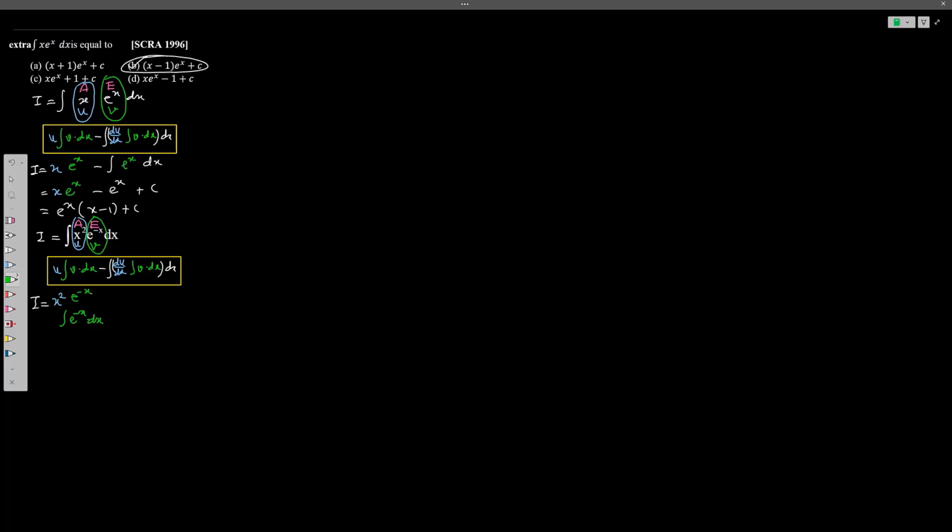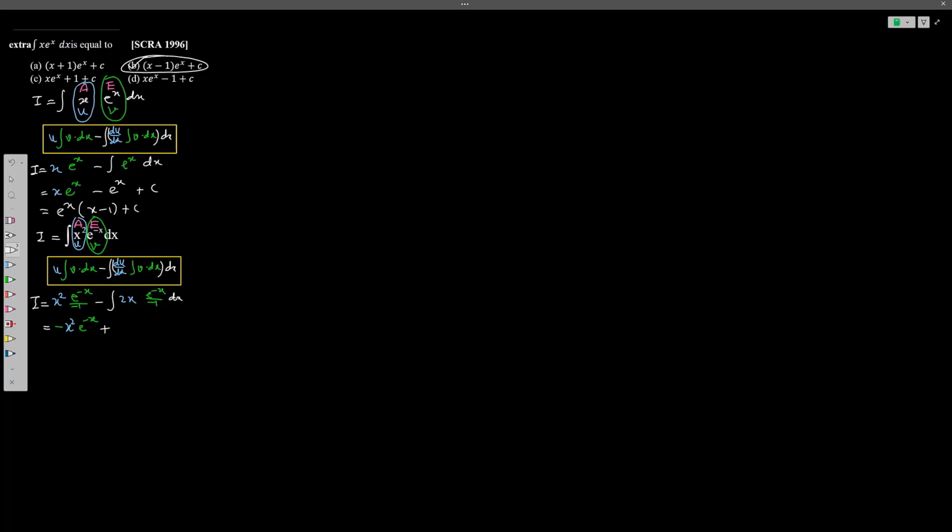e raised to minus x upon minus 1. Don't forget to divide by the coefficient of minus x. Integration of differentiation of x square, that will be 2x, and integration of e raised to minus x, again e raised to minus x by minus 1 dot dx, right? So apply the formula once. So here we will get minus x square e raised to minus x. And what about second term? Minus minus become plus. Okay?